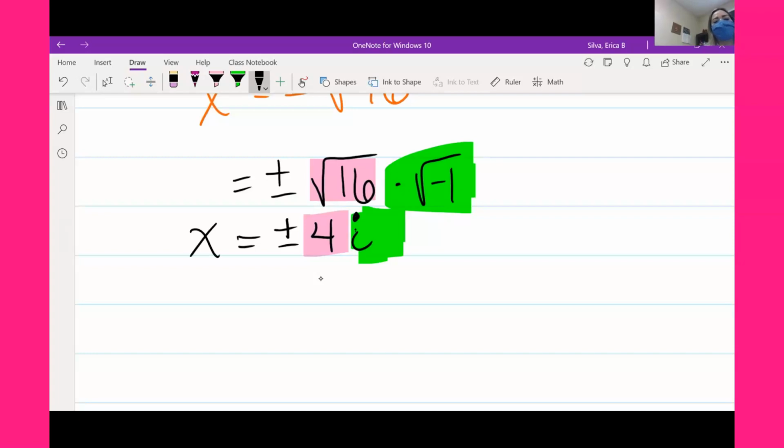So x is equal to a positive 4i and a negative 4i. Any questions? All right, go ahead and do the one on Pear Deck.